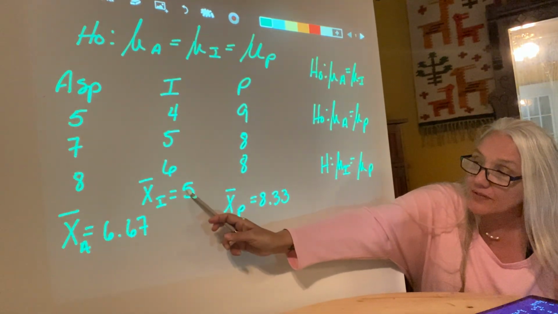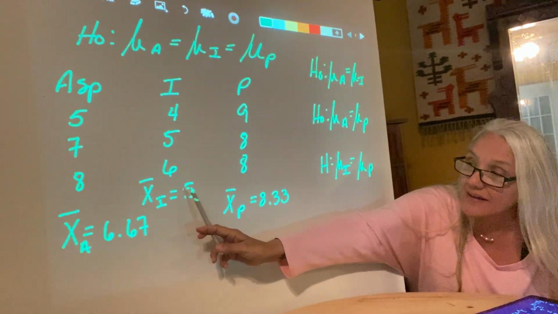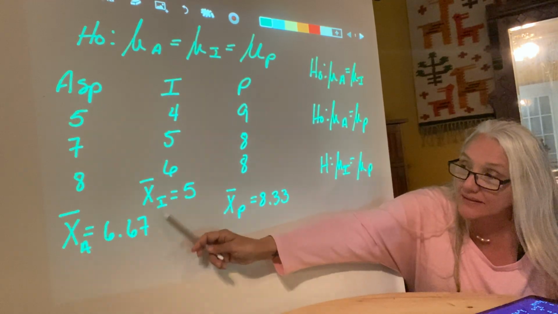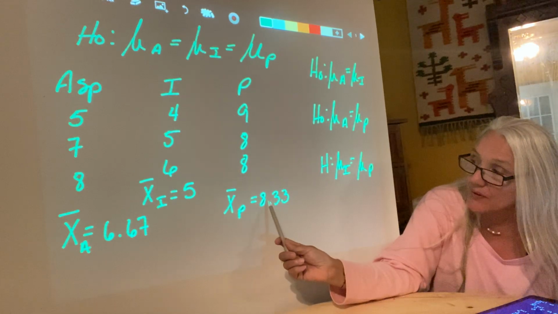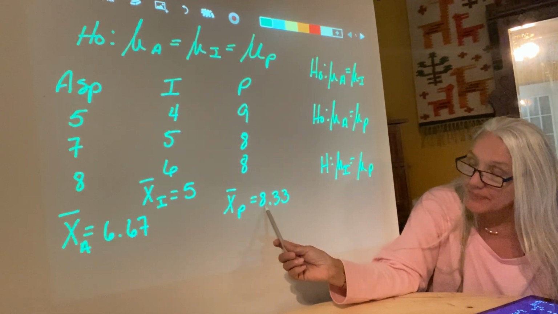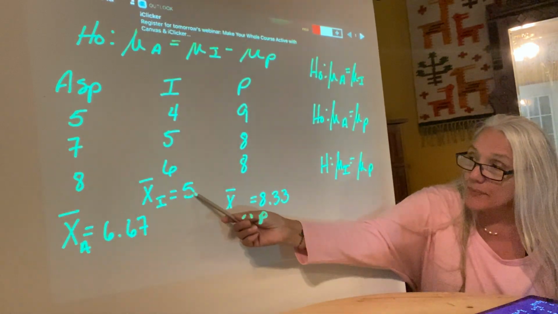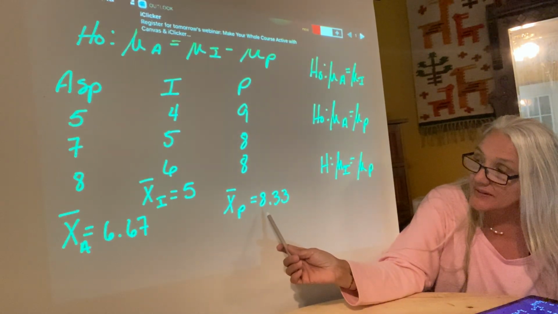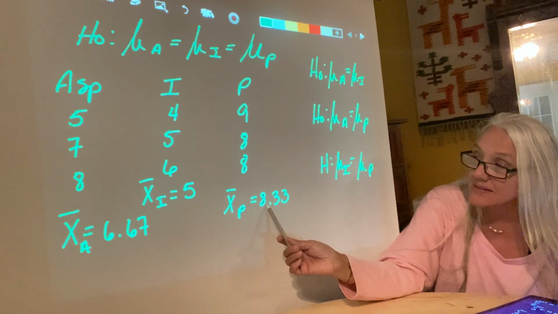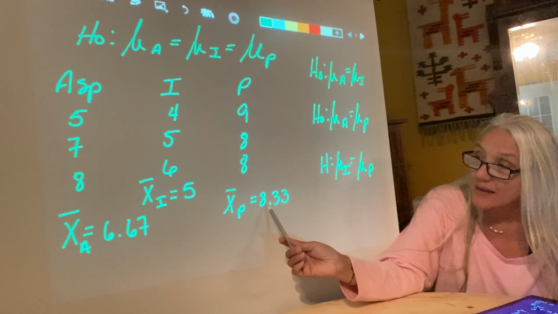aspirin to ibuprofen. So is that 1.67, is that big enough to be a significant difference? And aspirin to the placebo, is that big enough to be a significant difference? And ibuprofen to the placebo, is that big enough to be a significant difference? This difference is the biggest. It looks like it's 3.33.